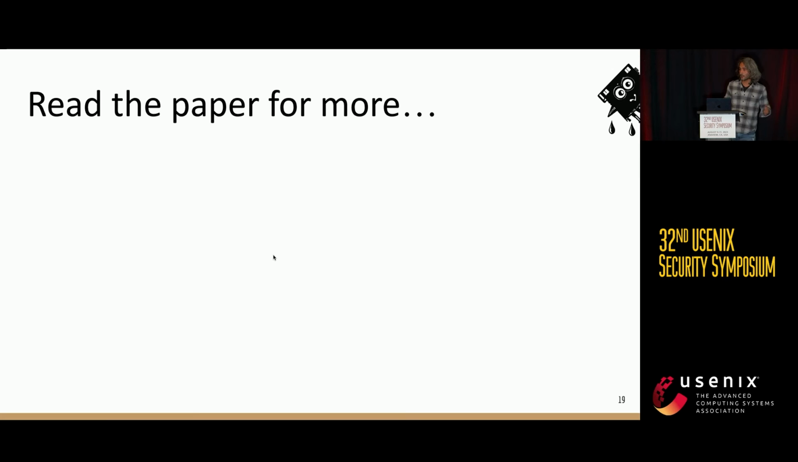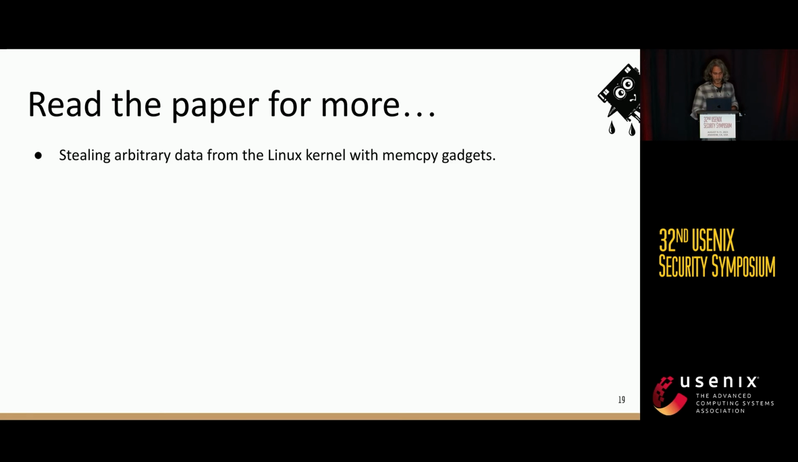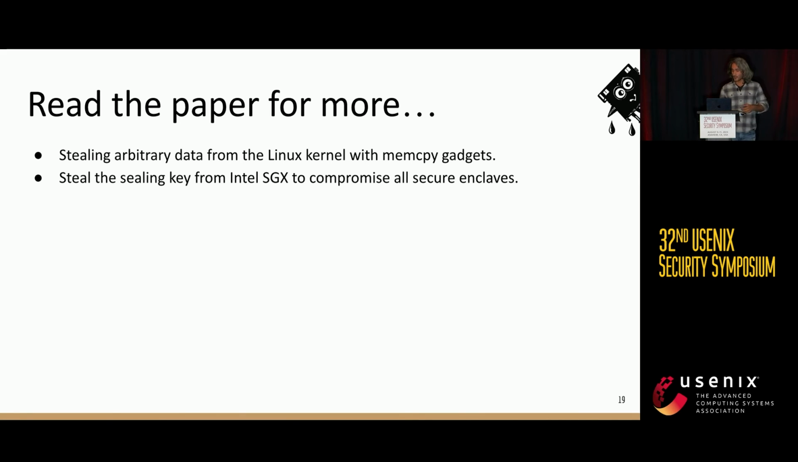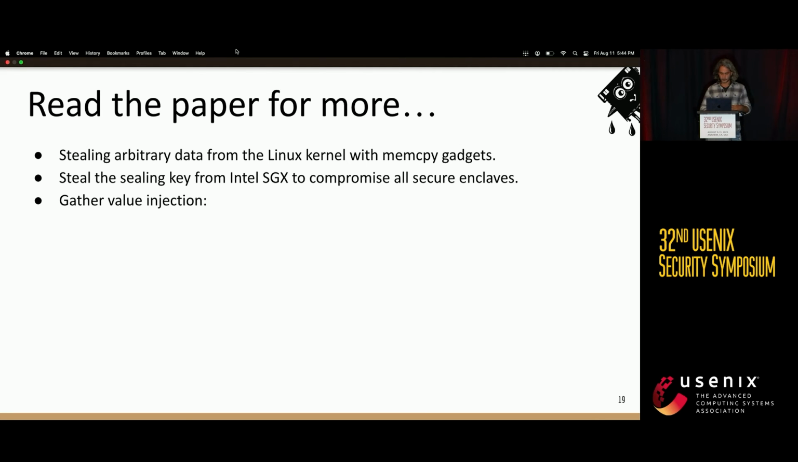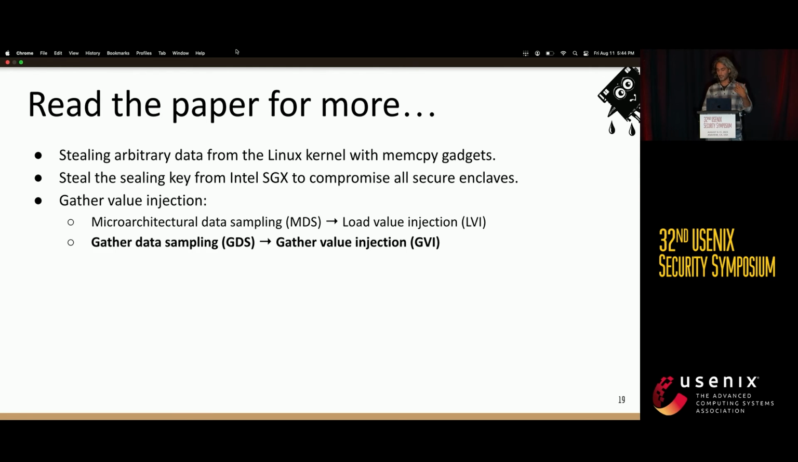So there are also other interesting attacks in the paper. For example, I showed that you can also steal arbitrary data from other applications, in particular showcasing on the Linux kernel with help of some memcopy gadgets that are very common in all sorts of applications. You can also steal the sealing key from Intel SGX to compromise all secure enclaves, because once you steal the sealing key, the remote attestation is compromised, and you cannot really trust a remote party if they are running the correct SGX. And there's also another attack technique called gather value injection, which is very analogous to MBS and LVI. Here we have GDS and GVI.